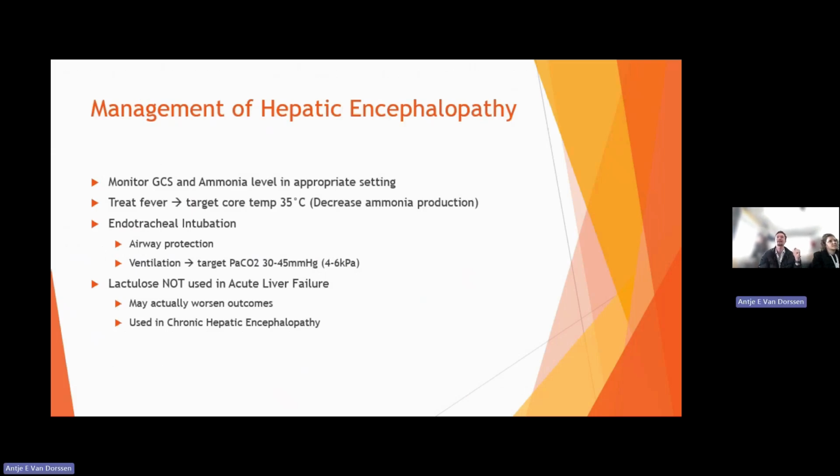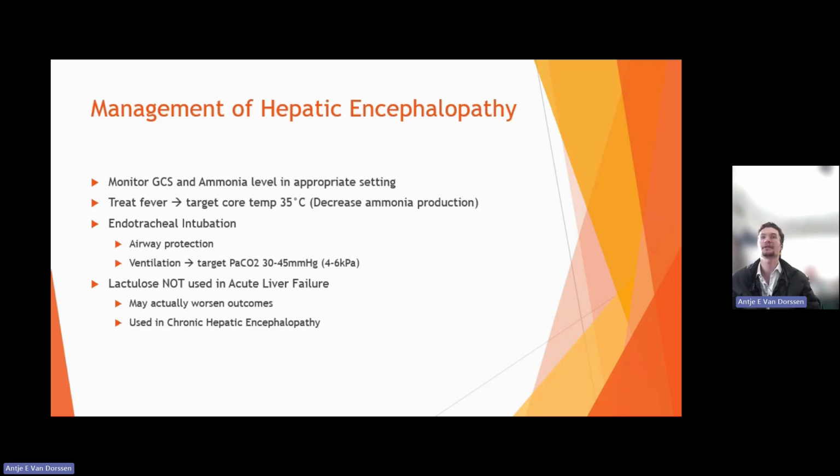So management of hepatic encephalopathy: monitor the patient's GCS. We don't do ammonia levels, but can be done. Treat the fever, so targeting a core temperature of about 35 degrees Celsius. Endotracheal intubation if the GCS requires. And ventilating the patient to target a PCO2 of 30 to 45 millimeters of mercury or 4 to 6 kilopascals. Lactulose is not used in liver failure acutely. There may actually be worsened outcomes in acute liver failure, but you can use it in chronic hepatic encephalopathy.